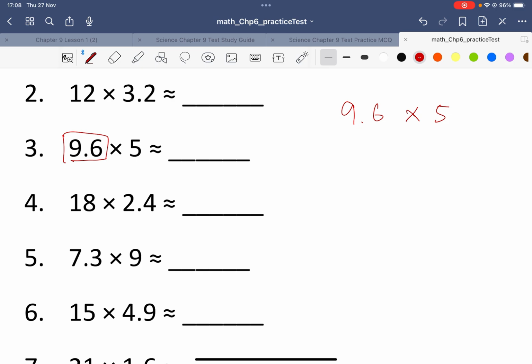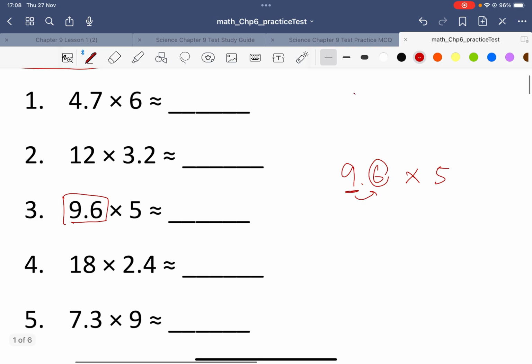So to round to the whole number, you underline this guy first and look at the number behind it. So if the number behind is 5, 6, 7, 8, or 9, then you add 1 to the underlined term here. So add 1 here, you will get 10, okay, multiplied with 5. So my answer is just 50. So you write 50 here, okay?